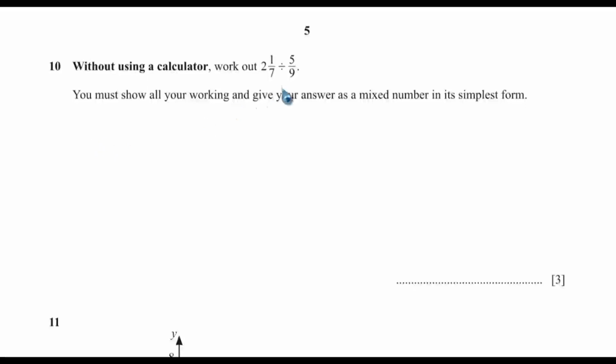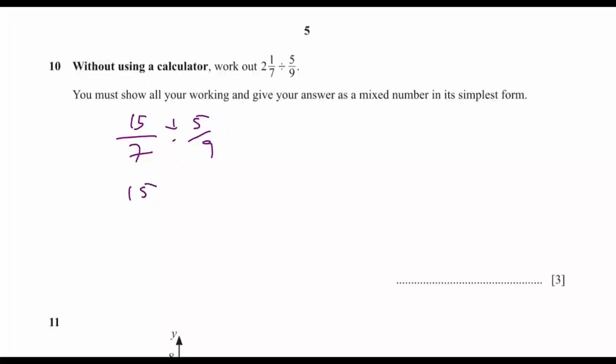So let's write 2 whole 1 over 7 as an improper fraction. That will be 7 by 2, 14. 14 add 1, that will be 15 over 7. Then divided by 5 over 9. Next, we change the sign of division to multiplication. And when that happens, we flip 5 over 9 to 9 over 5.